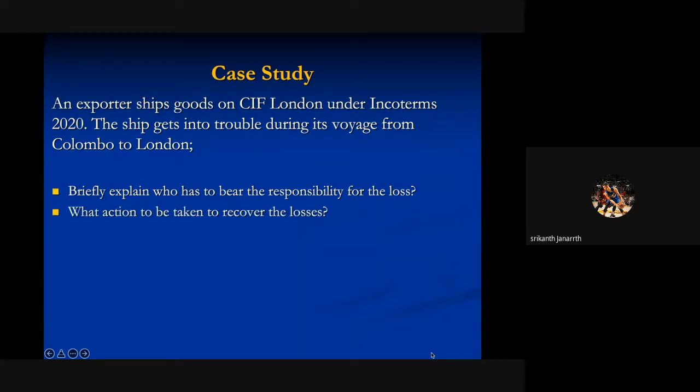He has met the obligations, right? So the seller has met his obligation because he met his CIF Colombo, CIF London. He had gone and given the container on board. The vessel is on its journey. Only then do these losses happen. What action is to be taken to recover the losses? The buyer has to claim it under the insurance. So the answer is the buyer has to claim the losses from the insurance company.